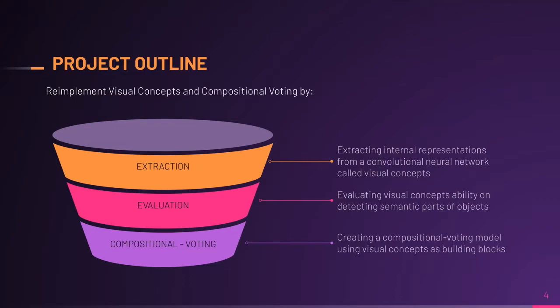We aim to re-implement visual concepts in compositional voting, and then to evaluate how the compositional model performed on adversarial images. To do this, we first needed to extract internal representations from VGG16 and call these extractions visual concepts. Then, we needed to evaluate the visual concept's ability to detect semantic parts of objects. And finally, we needed to create a compositional voting model using these visual concepts as building blocks. Unfortunately, we were unable to implement this last part, but we will discuss what we were able to.